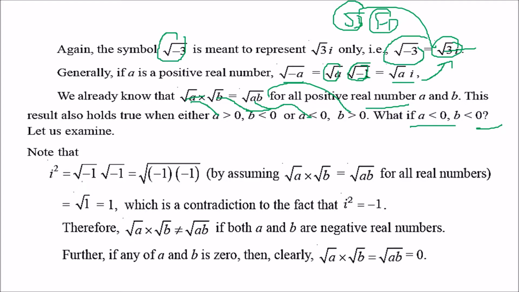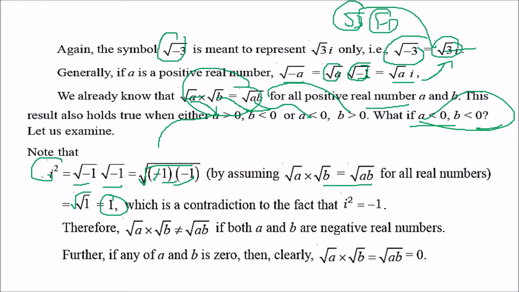I square is what? Under root minus 1 under root minus 1. Take both inside because we are following this now. Under root minus 1 minus 1. We are assuming this to be true for all real numbers, not for everything, but under root minus 1 into minus 1 is what? Plus 1. This is under root 1. Under root of 1 is 1. So I square has become 1.